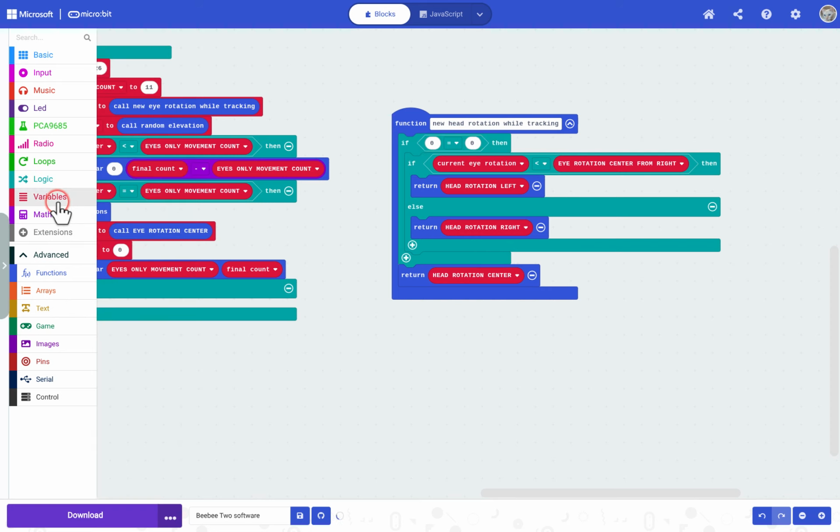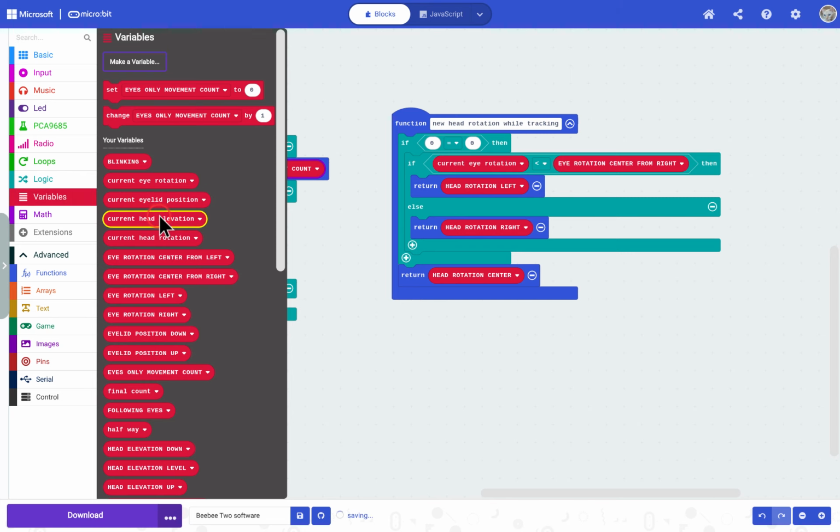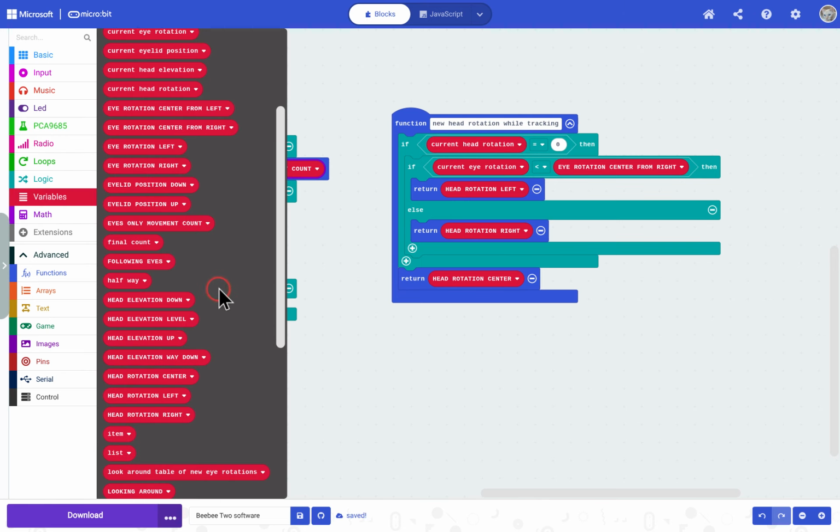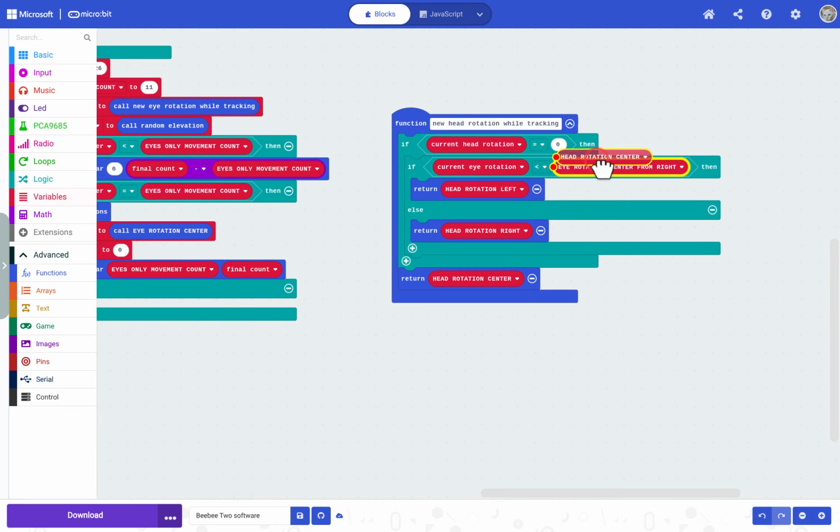if our current head rotation is centered, then we want to go to the left or the right, depending on which way we center our eyes. So if we center our eyes to the left, we want our head to go to the left. If we center our eyes to the right, which is the opposite, we want our head to go to the right. And if our head is on the left or the right, we want to go to the center, regardless of which side it's on.